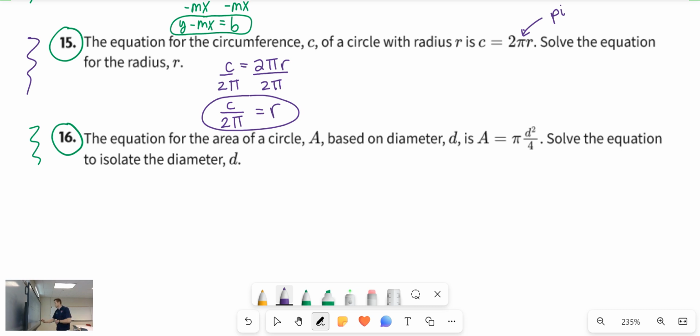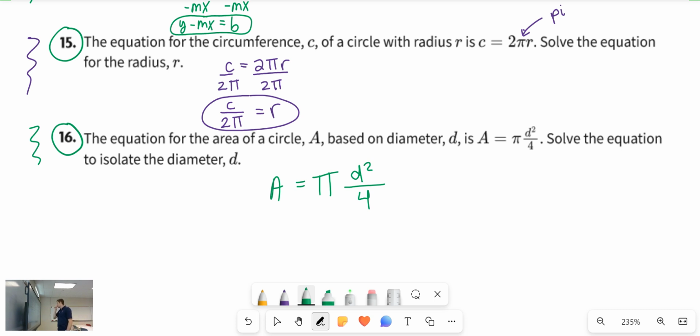All right, last one, 16, we're going back to green. The equation for the area of a circle A based on diameter D, the diameter of the circle. Fun fact, diameter is equal to 2r, but that's fine, we're using D here. Area equals pi times d squared divided by 4. Solve the equation to isolate the diameter D. Okay, so we're going to start by rewriting our equation: A equals pi times d squared over 4.